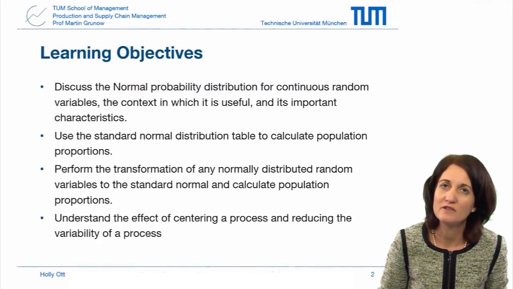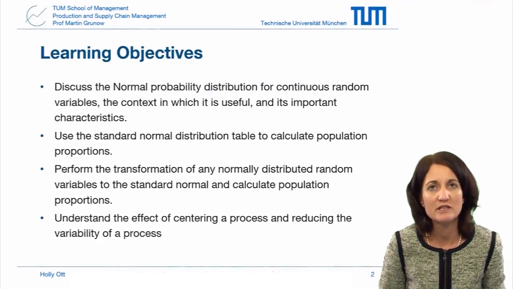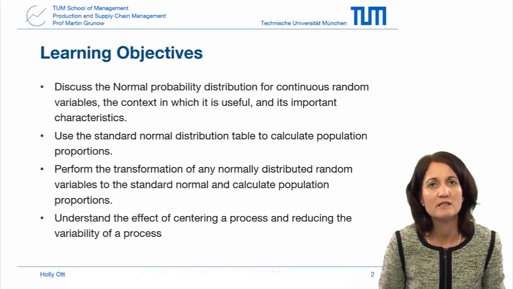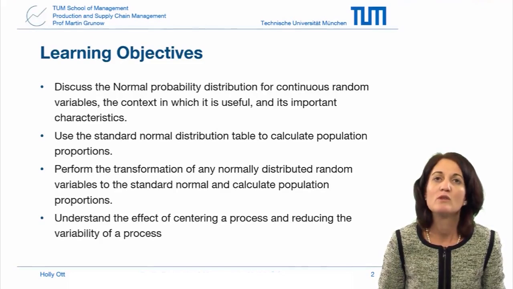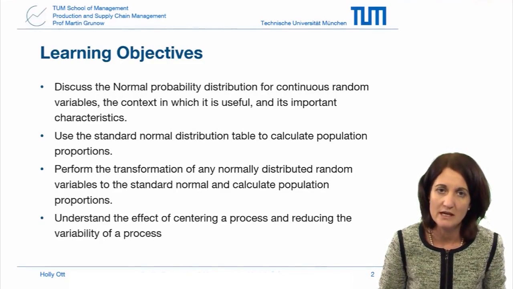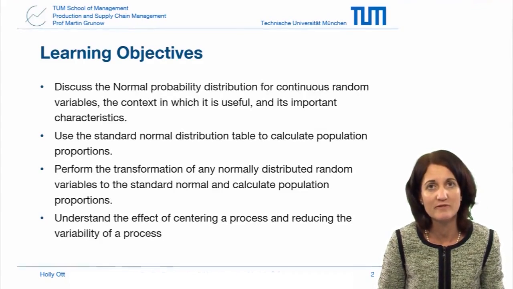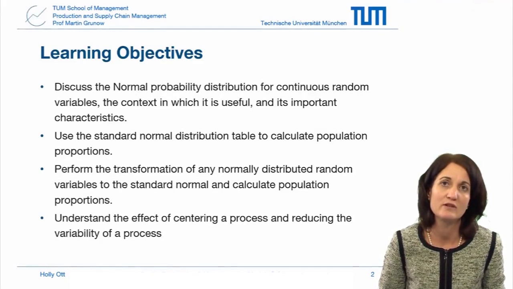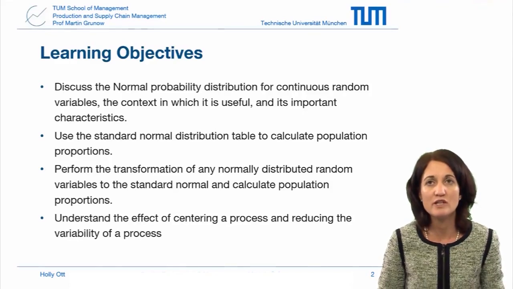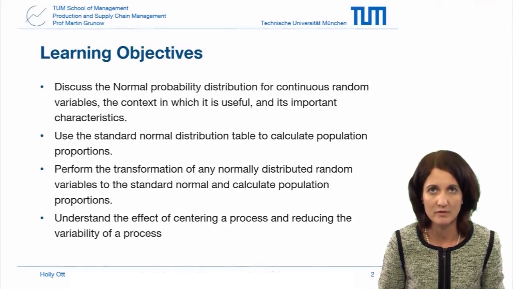The learning objectives for this session are to discuss the normal probability distribution for continuous random variables, the context in which it is useful and its important characteristics. We will also use the normal distribution table to calculate population proportions and perform the transformation of any normally distributed random variable to the standard normal distribution. We will also understand the effect of centering a process and of reducing the variability of a process.